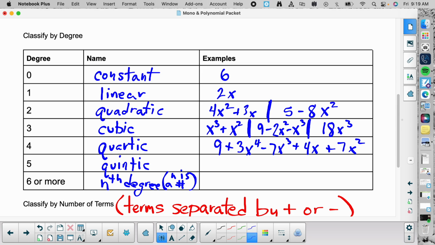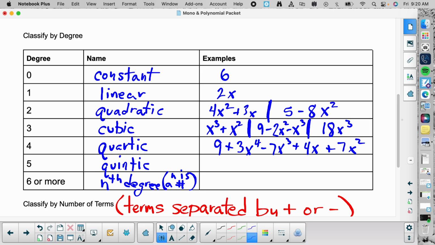Gessler, here's what I wrote down: 9 plus 3x to the 4th minus 7x cubed plus 4x plus 7x squared. My question to you, how come I knew to classify this as a fourth degree equation? How come I knew that all 3 of these examples were 3rd degree equations? How come I knew that these 2 examples were 2nd degree equations? How come I knew this was going to be called a 1st degree equation, a 0 degree equation? The highest power is. Perfect.